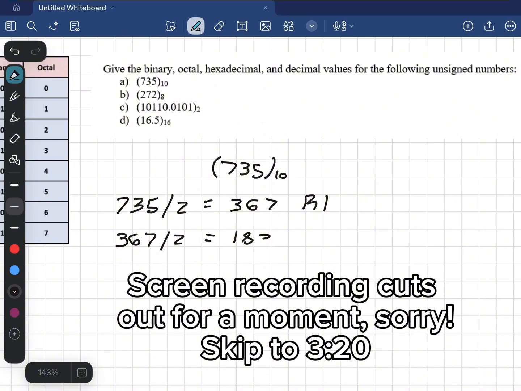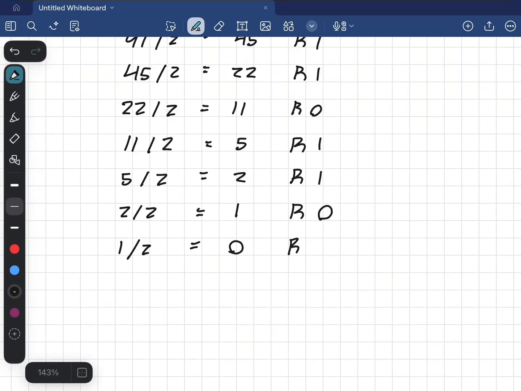22 divided by 2 equals 11, remainder 0. 11 divided by 2 equals 5, remainder 1. 5 divided by 2 equals 2, remainder 1. 2 divided by 2 equals 1, remainder 0. And again, we're not finished yet. We still have to divide that 1. So 1 divided by 2 will get us 0 in this case with a remainder of 1. So the division is finished.